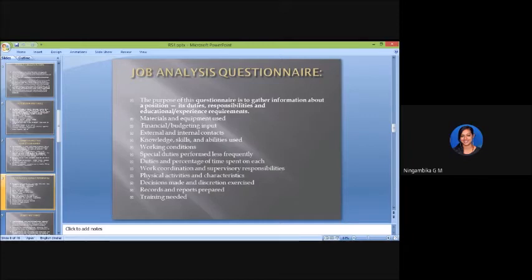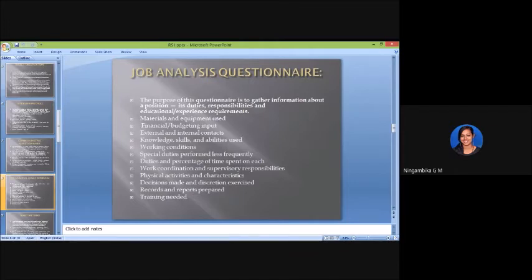The questions will be related to materials, equipment, what type of job he is doing, what type of product he is producing, what his duties and responsibilities are, and what the financial or budgeting input is. Also the external and internal context inside and outside the organization, and the knowledge, skills and abilities required for this particular profile for an opening. Working condition, where exactly they are working, special duties, supervisory responsibility, and also the physical activities and characteristics. So what extra activities is he performing? Is he only doing the job or is he doing outside-the-box work also? And decisions made, discretionary, training needed.